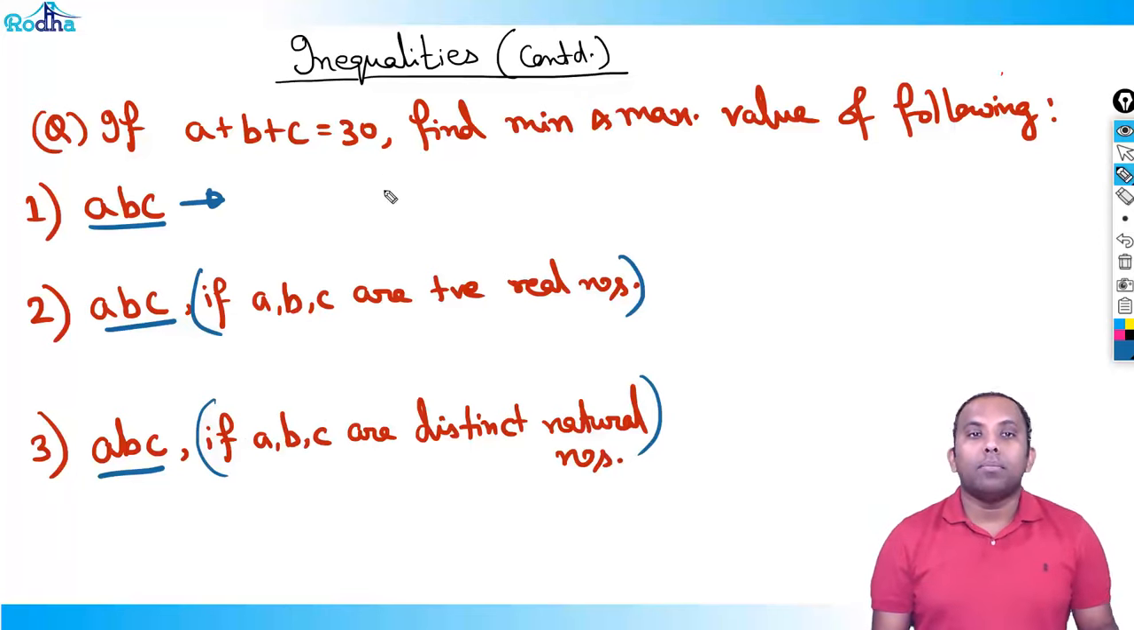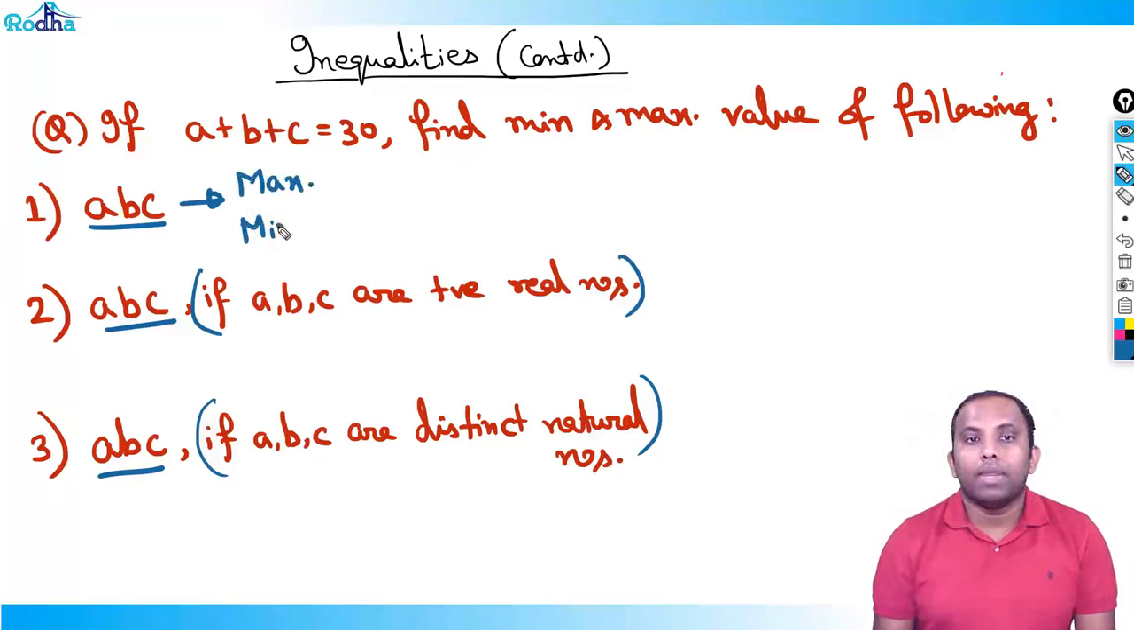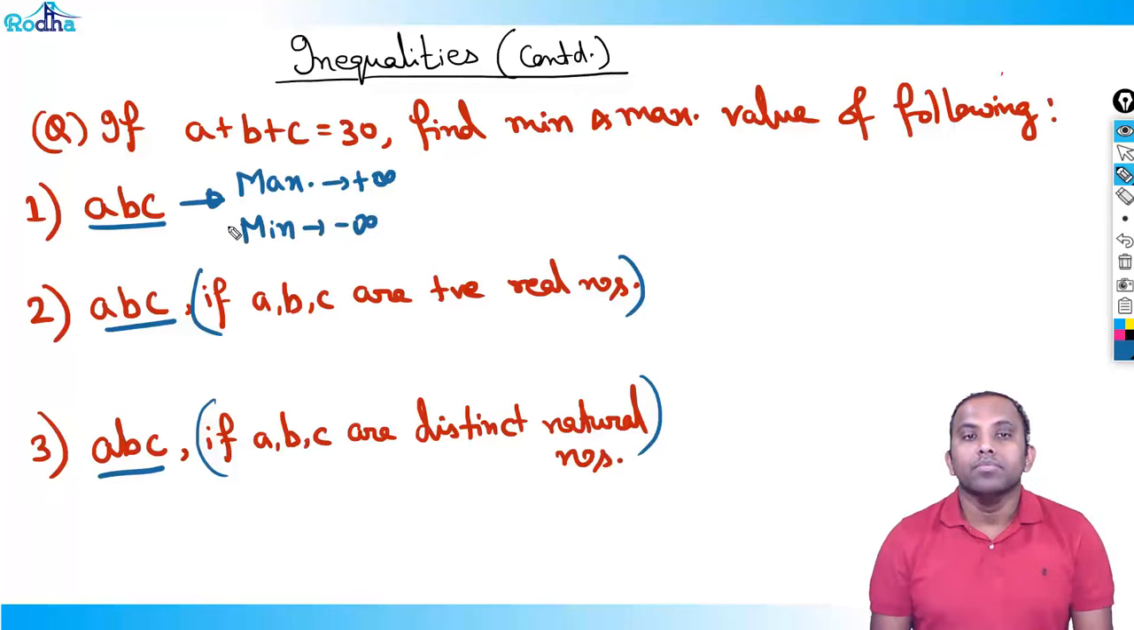So if a plus b plus c equals 30, what is the minimum value of a into b into c? If nothing is given, the minimum value and maximum value of a into b into c will be minus infinity and plus infinity. Why so? When there is no constraint, what is the minimum value? There is no constraint.